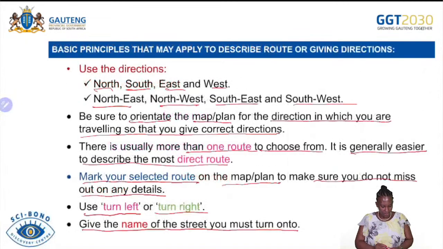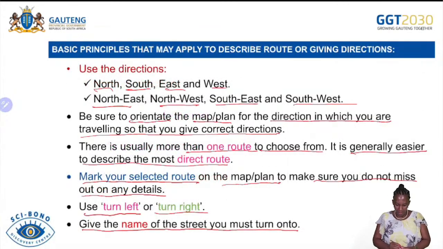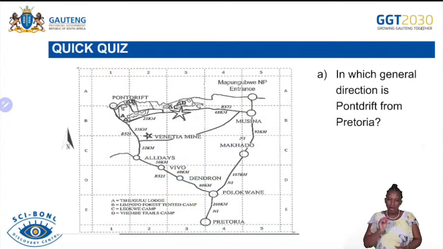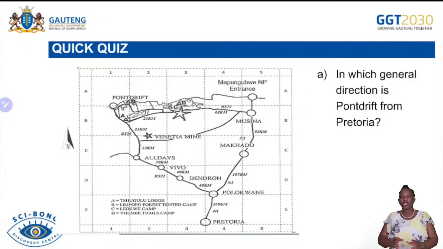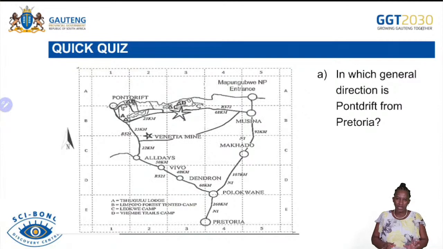So boys and girls, we have done these basic principles. Now let's go into the quick quiz. Remember what is important. We don't just do these directions without applying them. They are examinable. The examiner will give you the map that you need to describe the direction, or you need to follow the direction, or you need to give a person a direction, or you need to interpret that map.